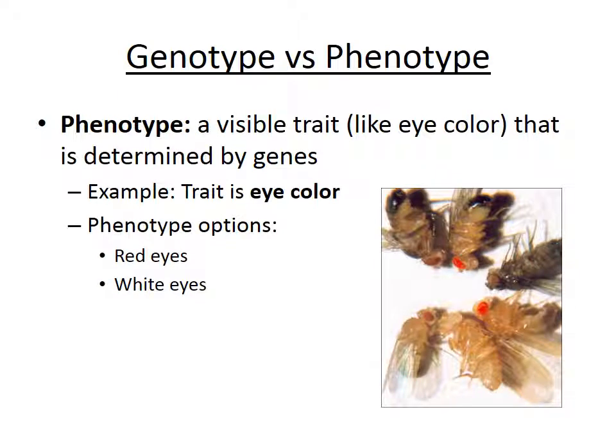We've learned about traits, and now we're going to refer to traits as phenotypes. So phenotypes are visible traits like eye color that are determined by genes. So for example, fruit flies have a particular trait of eye color, and there are a lot of different options. So there are a lot of different types of eye color that fruit flies can have. They can have red eyes, they can have white eyes, and we've learned about some other eye colors in class like sepia, scarlet. Those are all phenotypes of fruit flies.